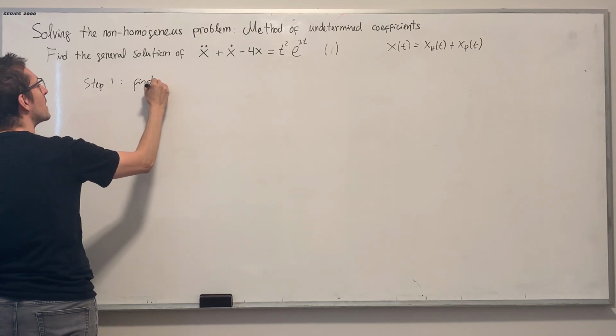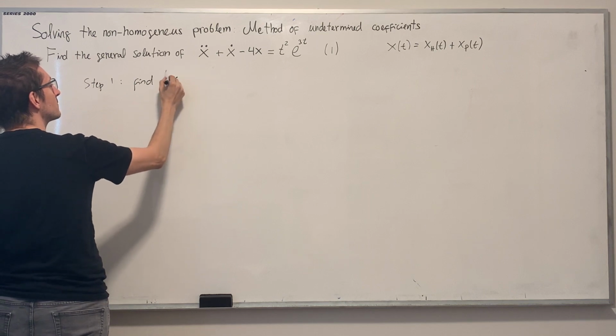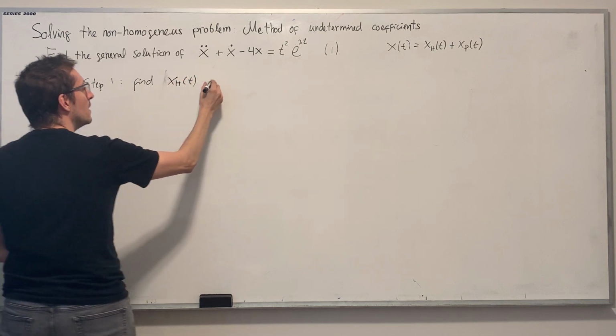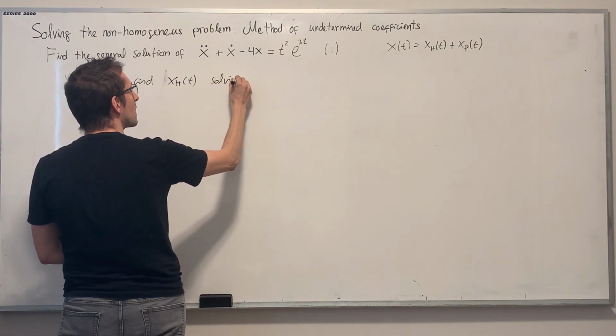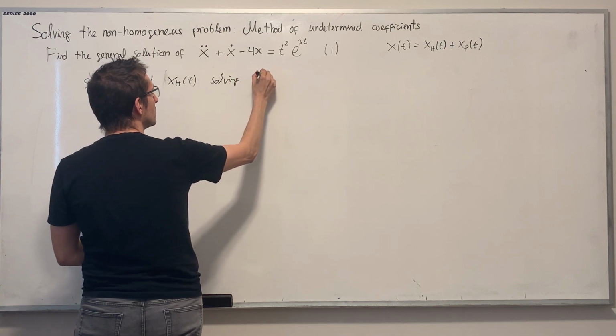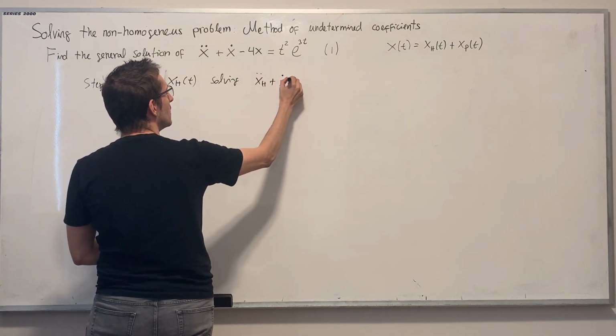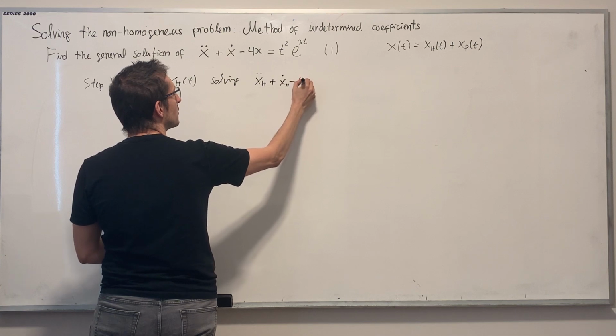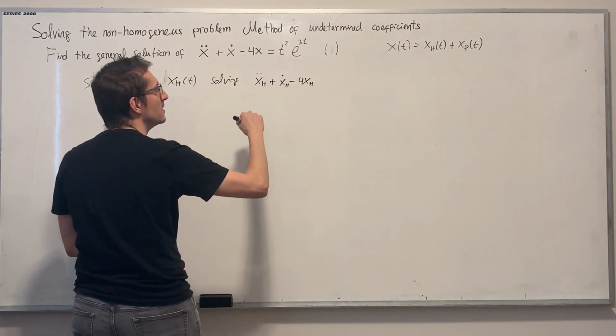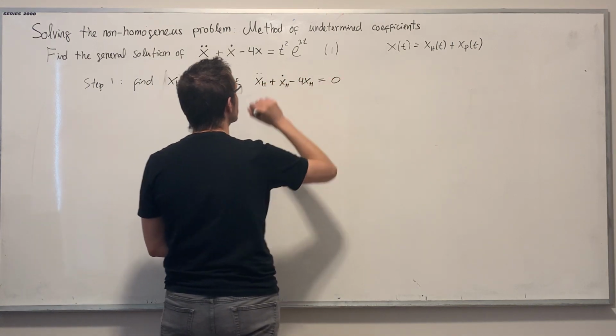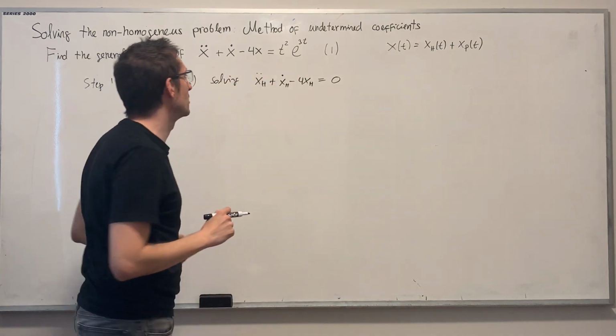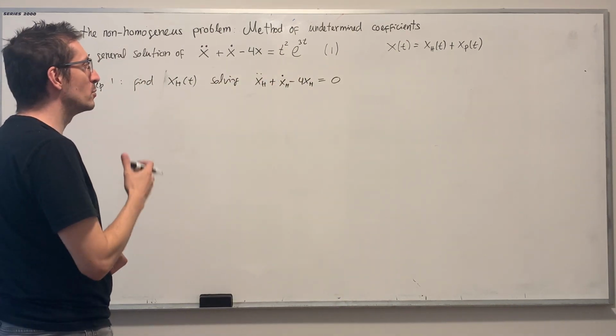Find xh of t, solving xh double dot plus xh dot minus 4xh. I just wrote the h here to denote that this is the homogeneous version, so you see the same equation but the homogeneous version. How do we solve that?